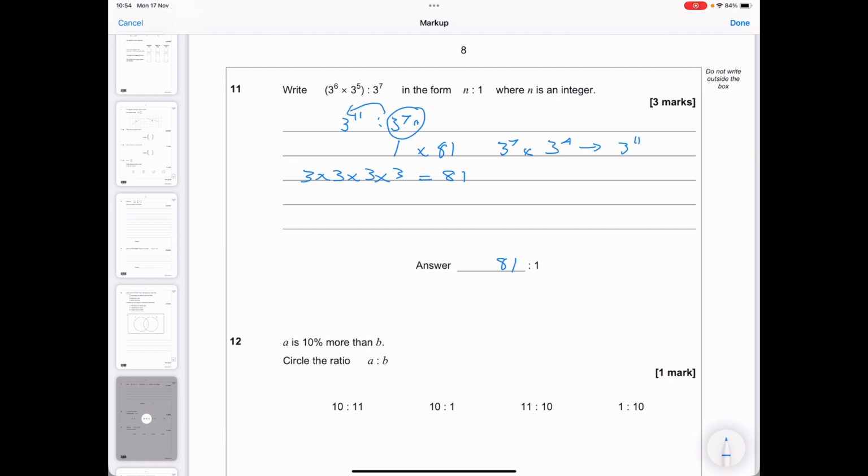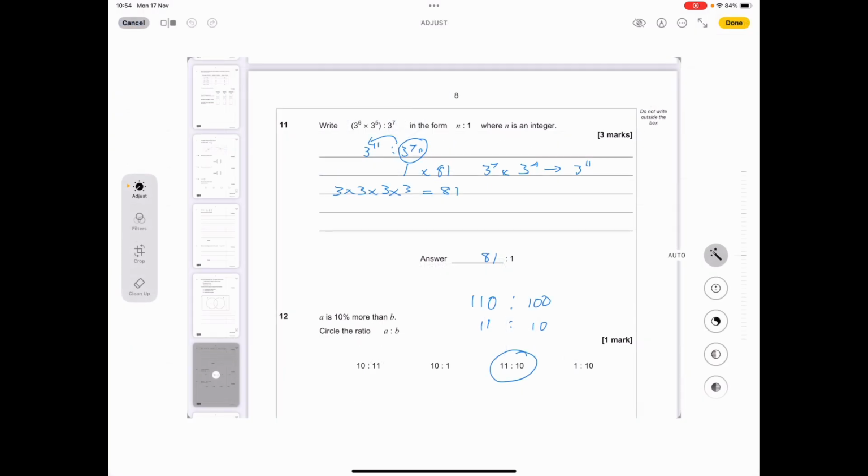A is 10% more than B. Circle the ratio A to B. So if we made B 100, 10% more than 100 is 110. And then if we divide through by 10, we get 11 to 10. And that is the answer. I think there's an easier way of doing that, but that's the way I would do it.